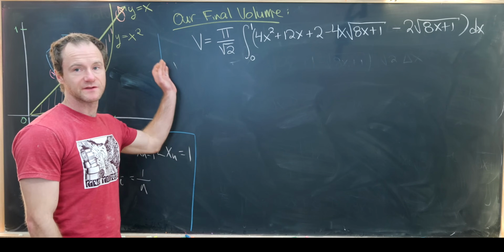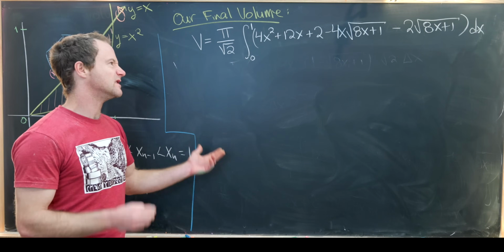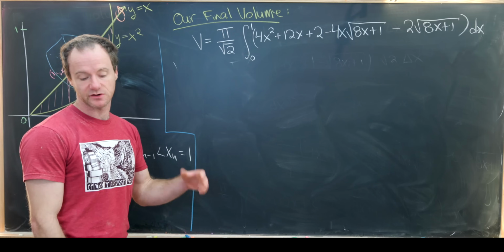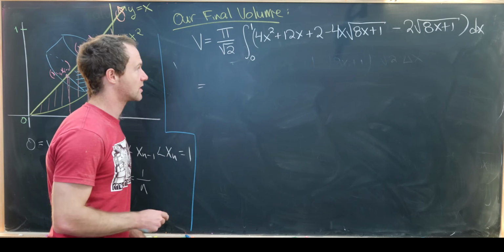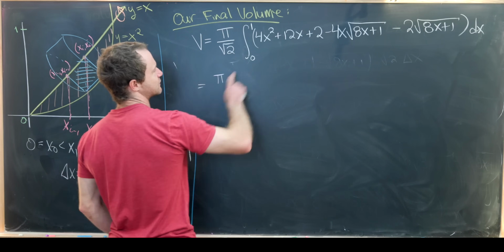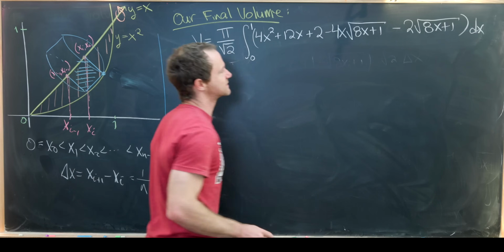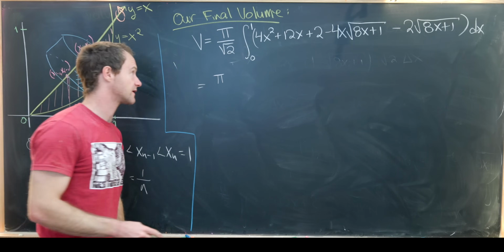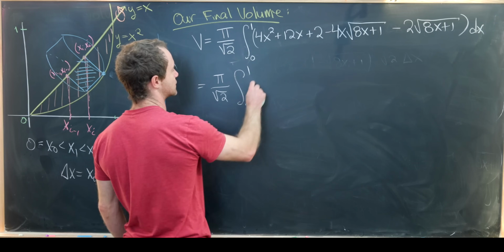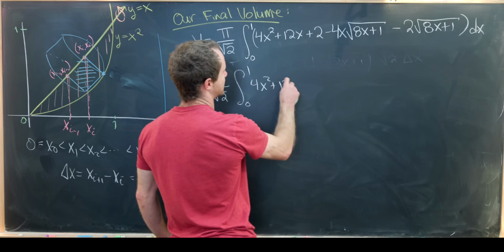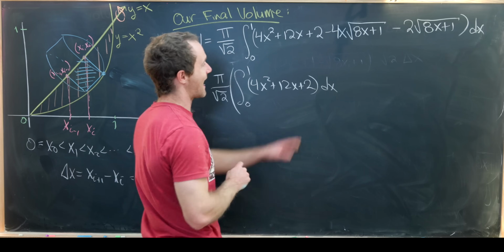On the last board, we got to the following integral, which is giving us our goal volume. Now let's maybe calculate some of the steps of this integral, but we might just jump to the solution. So I'll first break this apart into two integrals, because we've got this polynomial part, which should be fairly easy to calculate. And then we have the rest of this part, which is maybe a little bit trickier. So we'll have pi over the square root of 2, the integral from 0 to 1 of 4x squared plus 12x plus 2 dx. And then we'll have the rest.